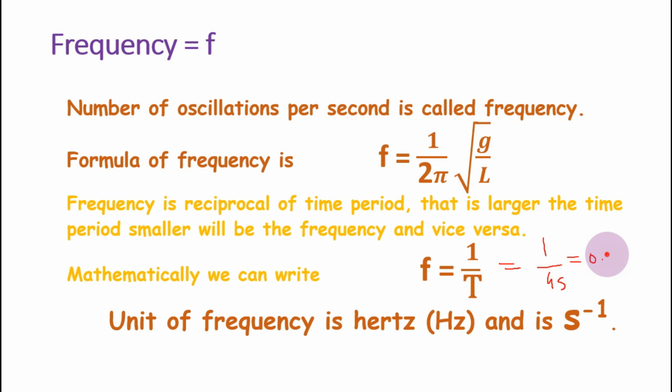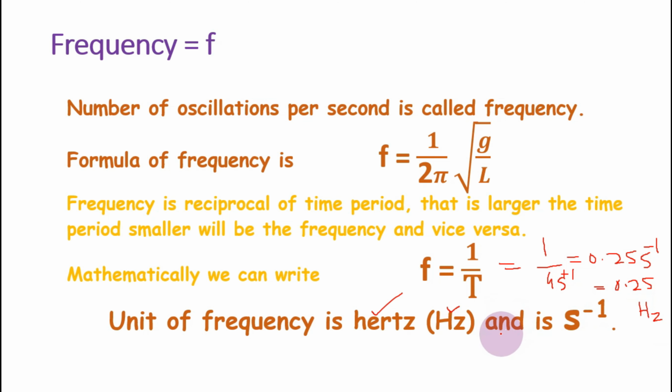0.25, and this second comes up, it becomes s raised to the power minus 1. Why? Because here it is plus 1. So by the rule of mathematics, when it comes up it becomes s minus 1, and this s minus 1 is called Hertz in the International System, named after the scientist Hertz. So I can write 0.25, and instead of s inverse we write Hz, which is the unit of frequency.